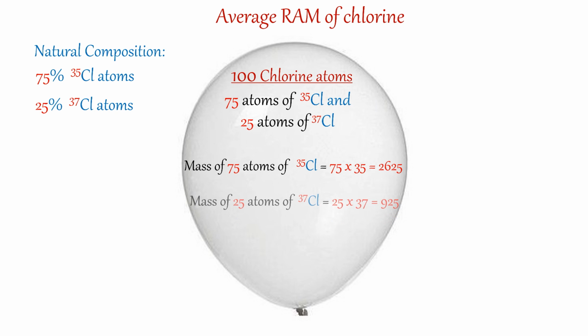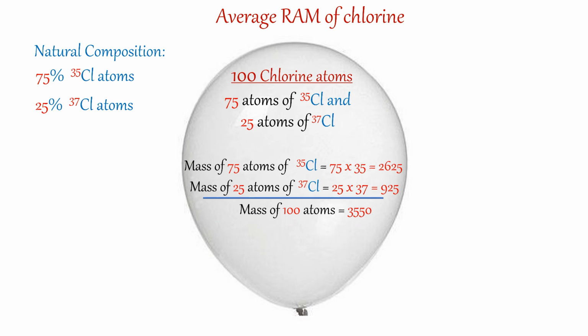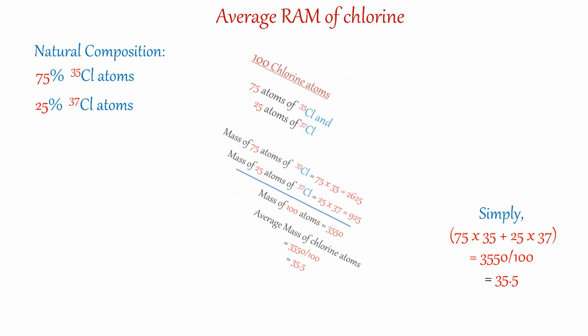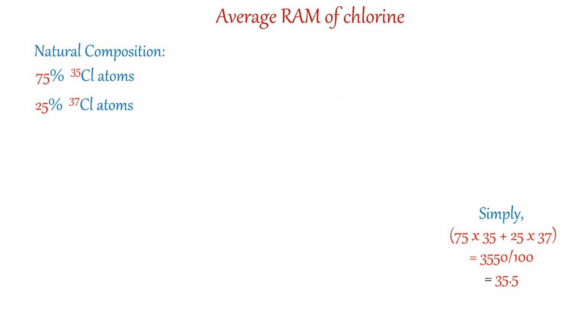2625, and the mass of 25 atoms would be 25 into 37. You get 925. If you add them together, you get 3550. Divide that by 100 because you have 100 atoms, so you get this average. But simply you can calculate it as 75 into 35 plus 25 into 37, divide by 100, and you get the average. This is how simply you can make the average.